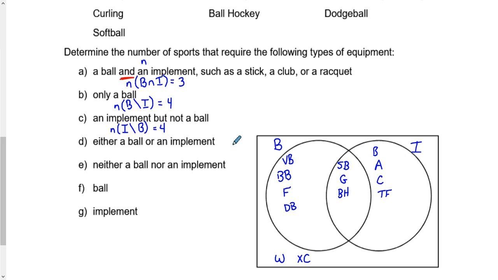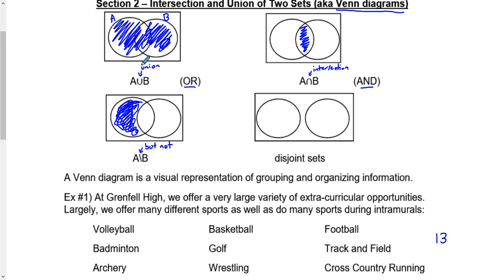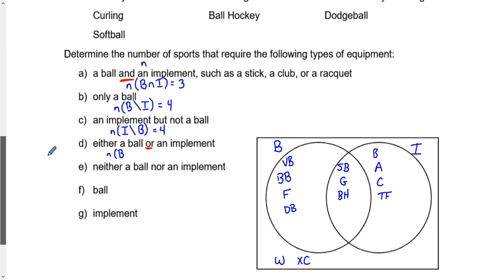Either a ball or an implement. So the number for ball or implement, where or is a key word. Or means the union. So it's going to be using that symbol, the U. Ball or an implement is talking about everything in here. So that's 4, 4, and 3, which works out as 11.